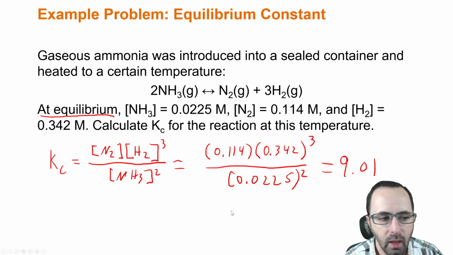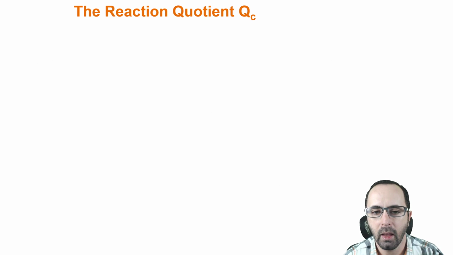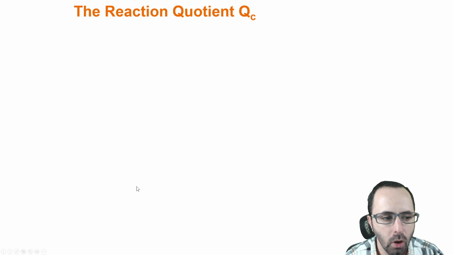That's going to conclude the first lecture about the equilibrium constant. As we move forward in the next lecture, we're going to talk about the reaction quotient, which is called Q. So I'll see you in the next one.